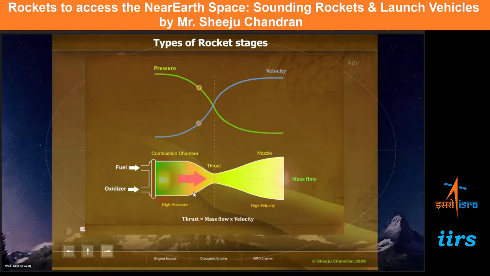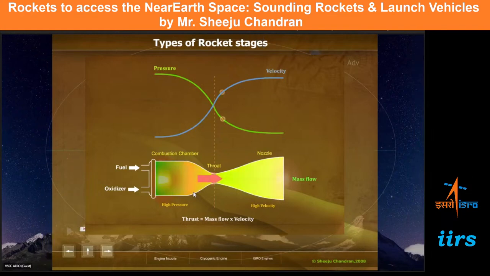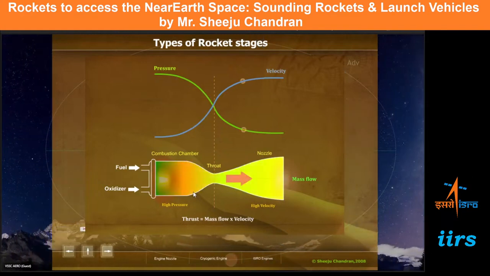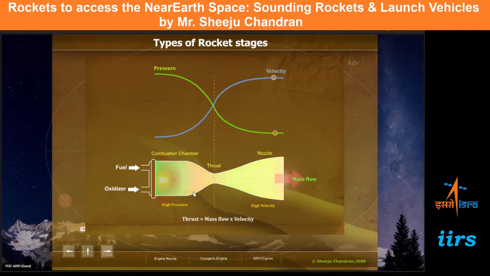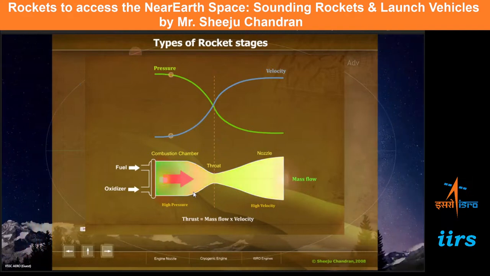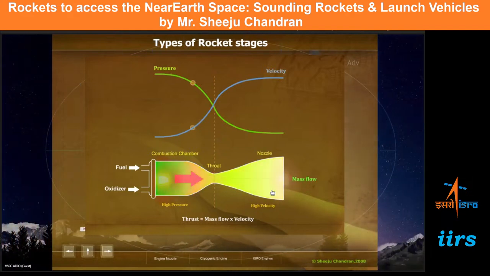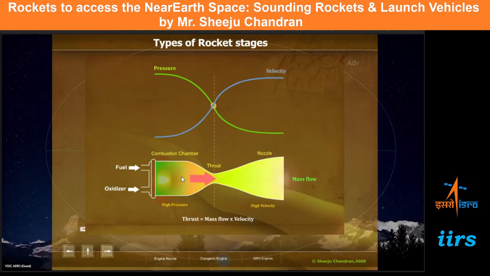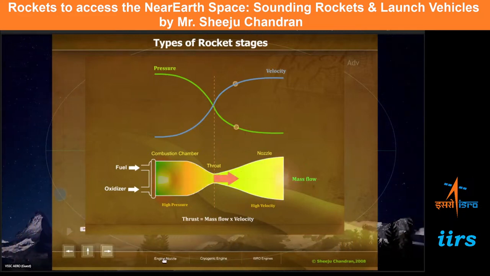And typically at the exit of a nozzle, the velocity can be of the order of kilometers per second. Okay, not just meters per second, 3.5 to 4.5 kilometers per second. Whereas in the combustion chamber, the velocity was 0. So this is one principle you have to keep in mind.